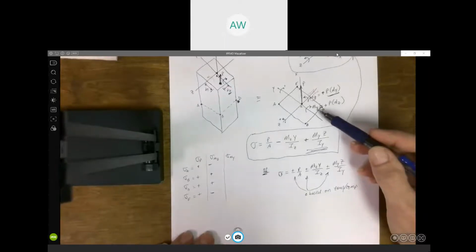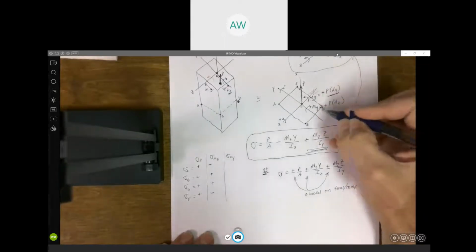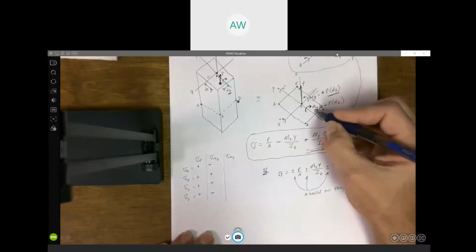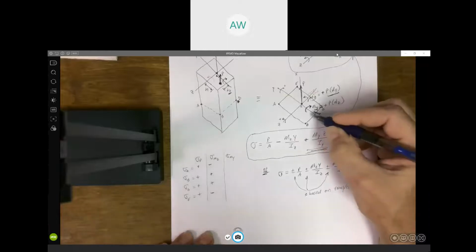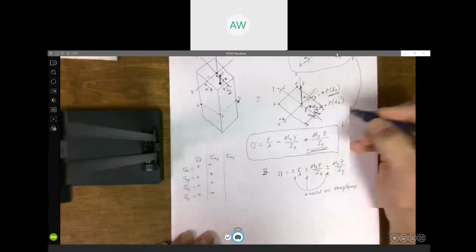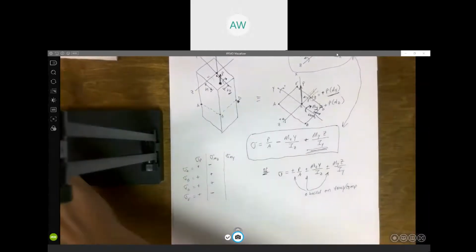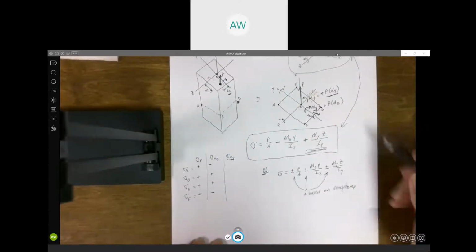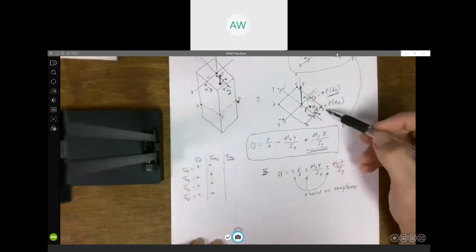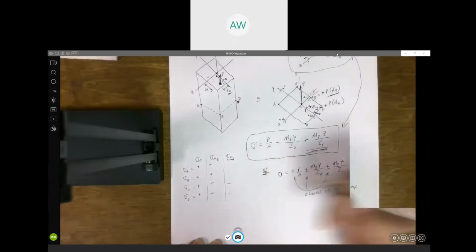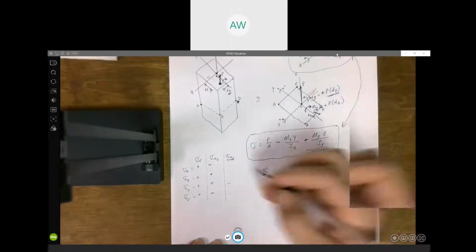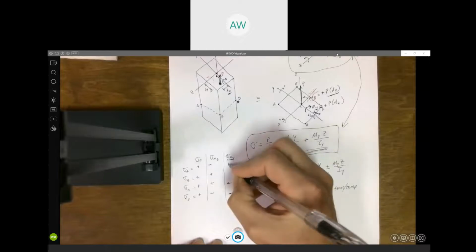And then finally, this moment My, if it's acting in this direction, it's causing compression everywhere above the y-axis, and everywhere below the y-axis, it's causing tension. So for the stress due to My, it looks like E and D would both be negative because they're in compression, and everything on this side of the y-axis, like A and B, would be tension, both positive.